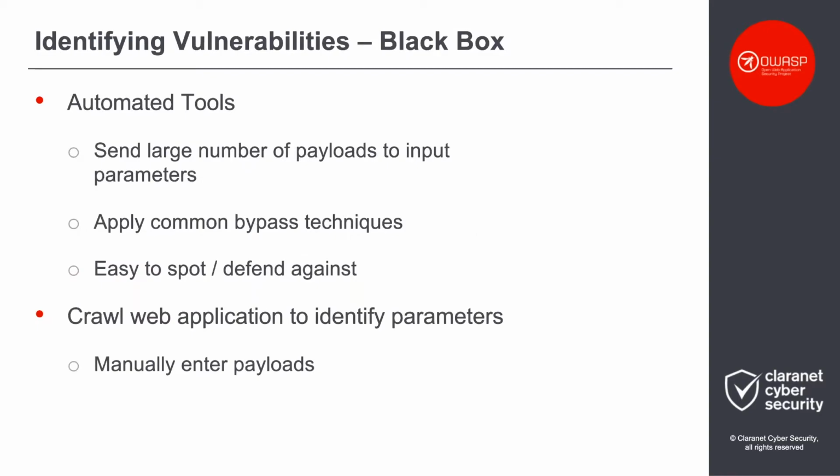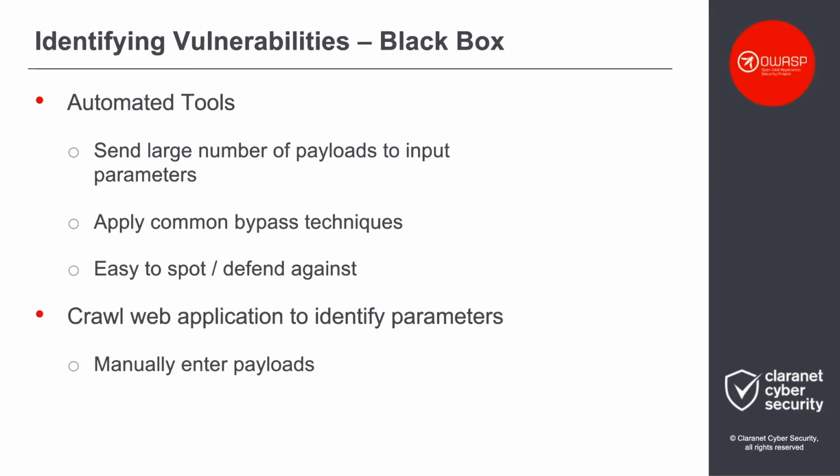So looking at how you can identify these vulnerabilities through a black box perspective. There are two main ways in which you can achieve this. The first is using automated tools, and the second is to manually crawl the web application to identify parameters and run through the process manually.